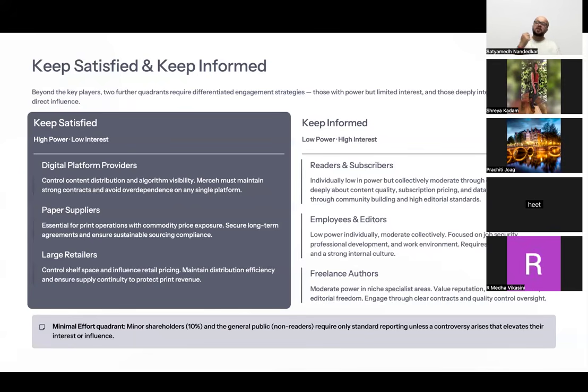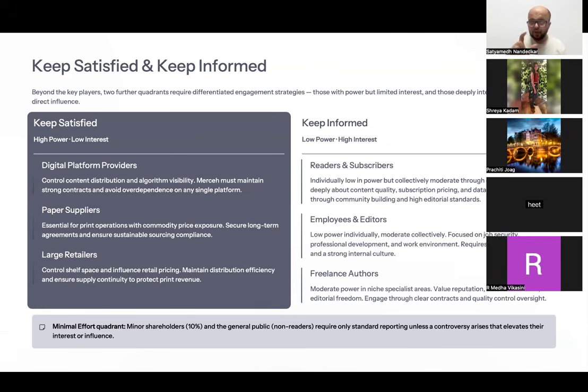So there is a possibility that the price of paper might go up, because they might want to create an impression कि we are using paper sparingly, so the price of paper might go up. It is essential for print operators, because without that you can't work. If there is an increase in paper price, then naturally the entire unit economics will get affected. It will help to secure long-term agreements and ensure sustainable sourcing compliance.